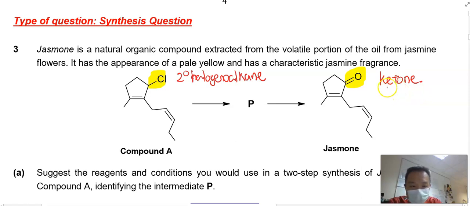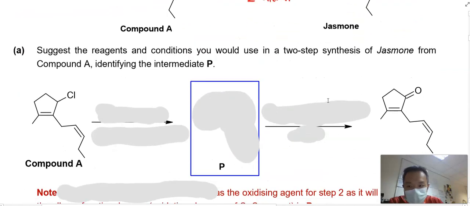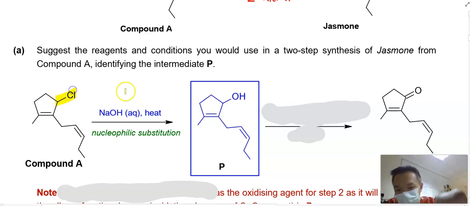If you think backwards, a ketone will come from a secondary alcohol. And a secondary halogenoalkane can easily give a secondary alcohol via nucleophilic substitution. So from this, let's take a look. First step, we'll be using NaOH and heat, nucleophilic substitution, and you get your secondary alcohol. Secondary halogenoalkane, you get secondary alcohol.